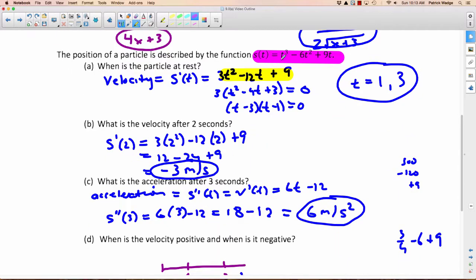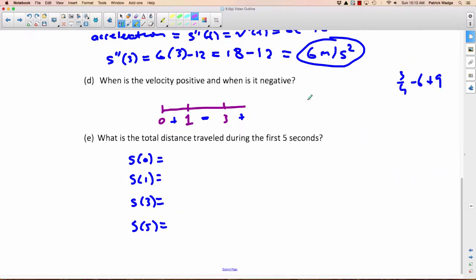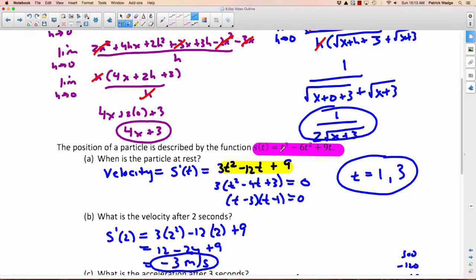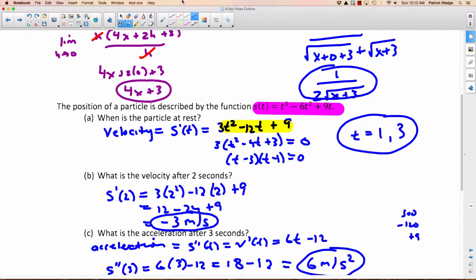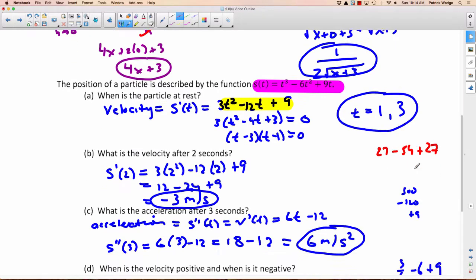Oh boy, so 0 is no problem. 0 minus 0 plus 0 is just 0. So s of 0 is 0. 1's not too bad. 1 cubed is 1 minus 6 plus 9. So 1 minus 6 is -5, plus 9 is 4. Okay, 3 and 5 are a little harder. Let's go with 3. 3 cubed is 27. 3 squared is 9 times 6 is 54. And 9 times 3 is 27. Hey, that actually equals 0. 27 minus 54 plus 27 gives you 0 there.